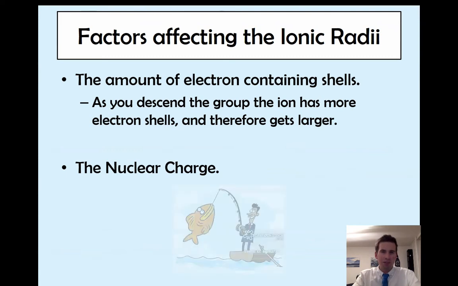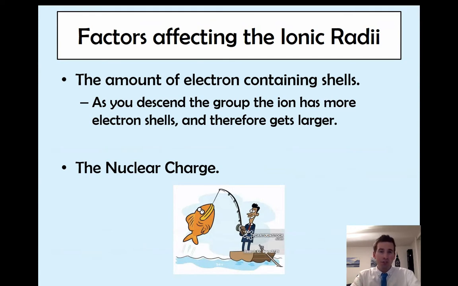I like to think of it like someone fishing. The fisherman is the nucleus, the fish is the electron. Now, the nucleus, or the fisherman, has caught hold of the fish and is pulling it towards him. The more strength he has, or the higher the nuclear charge, the closer he can bring the fish. So as the nuclear charge increases, the electrons do get closer to the nucleus. So this is a factor you need to consider.